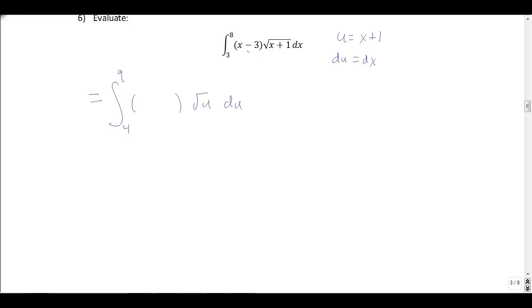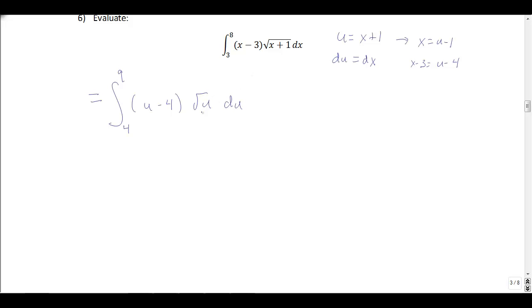But I still got this x minus 3 to deal with. Well, what I can do is write x in terms of u. So I can take my u equals x plus 1 and solve for x. That's x is u minus 1. And so x minus 3 would be u minus 4. So just subtract 3 from both sides. So what I get is a u minus 4. Now, at first glance, this doesn't look any simpler. I've still got some polynomial times a square root.